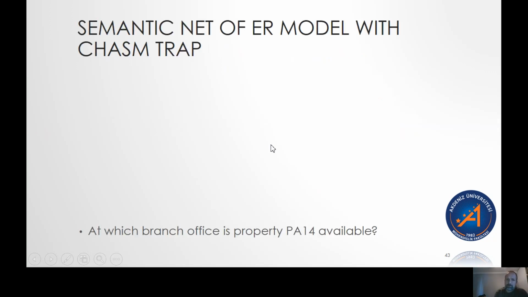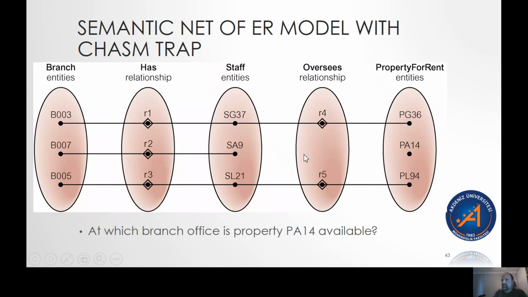So let's take a look here at this semantic net for this. So now you have branches have staff, staff oversees properties, but here we have this property, PA14. It's not being overseen yet.